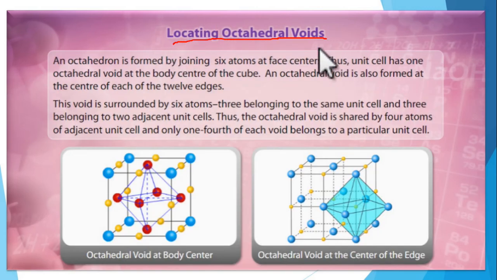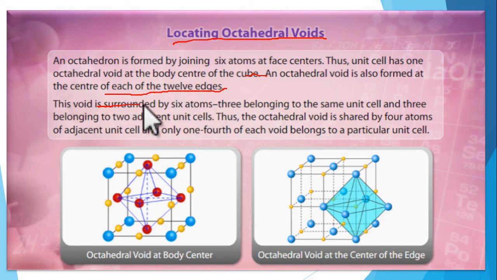Locating octahedral wires. An octahedron is formed by joining six atoms at face center. Thus, unit cell has one octahedral wire at the body center of the cube. An octahedral wire is also formed at the center of each of the 12 edges.